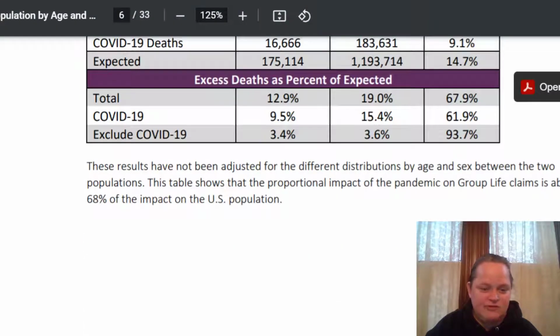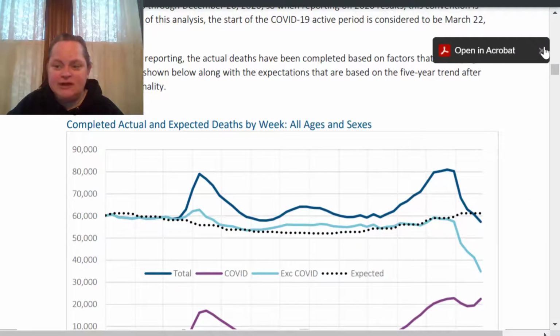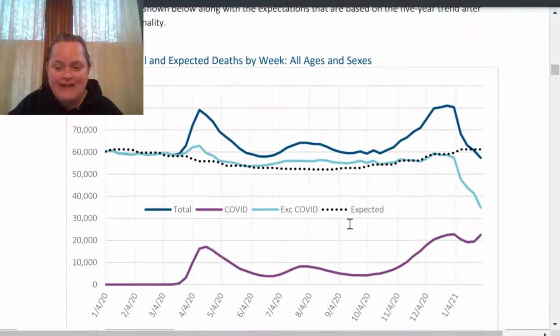I'm not going to do the group life survey. So completed, actual, and expected deaths by week, all ages and sexes, no breakout by race, or age or sex. So he has this curve, this dotted line of expected, and again, in the paper he explains how he develops the expected. So it's based off of what the population amounts are.